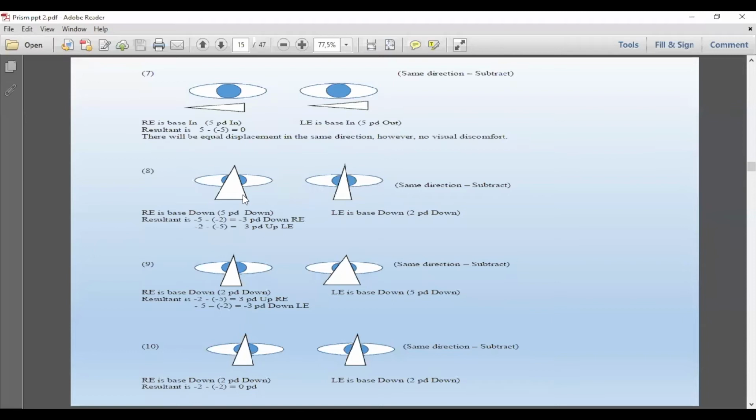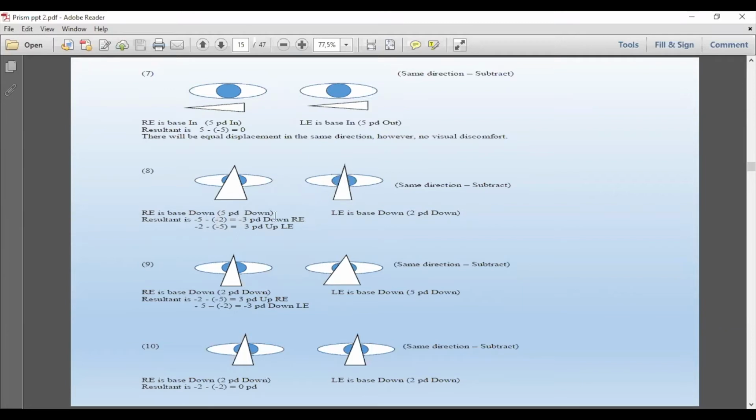Let's have a look over here now. Now we talk vertical prism. For the right eye, base down, which is 5 down, okay? And because it's down, it's got a negative value. The left eye is also down, so it's in the same direction, so it's also going to have a negative value. So if you want to calculate the resultant, I've got -5 minus -2, so that's going to give you a plus sign there. So your difference there is 3.